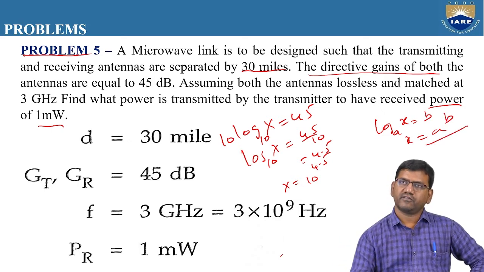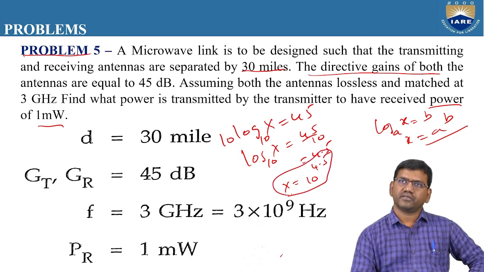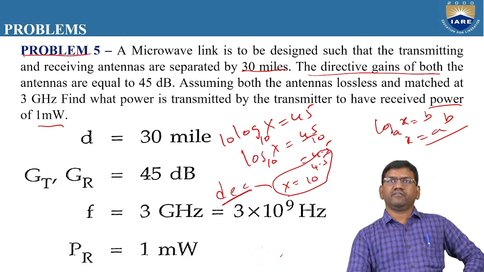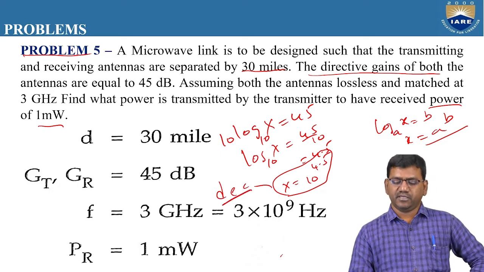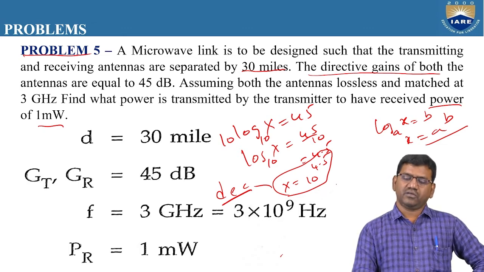This is a logarithmic function. So x is equal to 10 power 4.5. This is known as the decimal value for the given decibel value. So we are going to convert 45 dB into a decimal value, and then only we are going to use this decimal value in our formula, the Friis transmission formula.